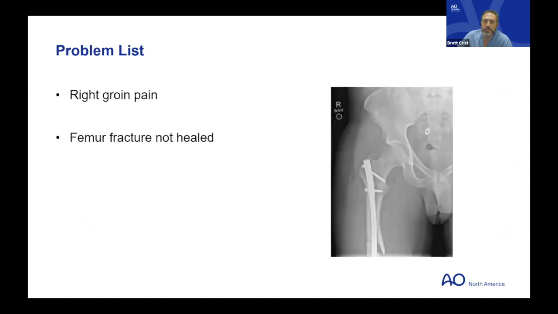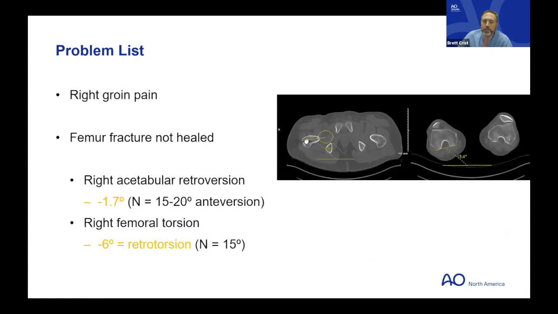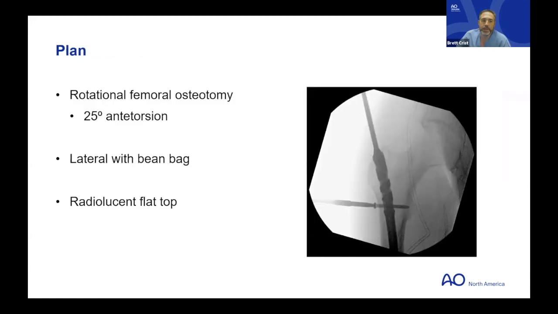So his problem list is right groin pain, femur fracture not healed, and 6 degrees of retrotorsion. So he is set up for femoroacetabular impingement with his acetabulum as well. My plan was to do a rotational femoral osteotomy. I like to do all rotational osteotomies in a lateral position because one of the questions that was asked was, what about the greater trochanter profile or overlap with the femoral head technique that was done in cadavers?